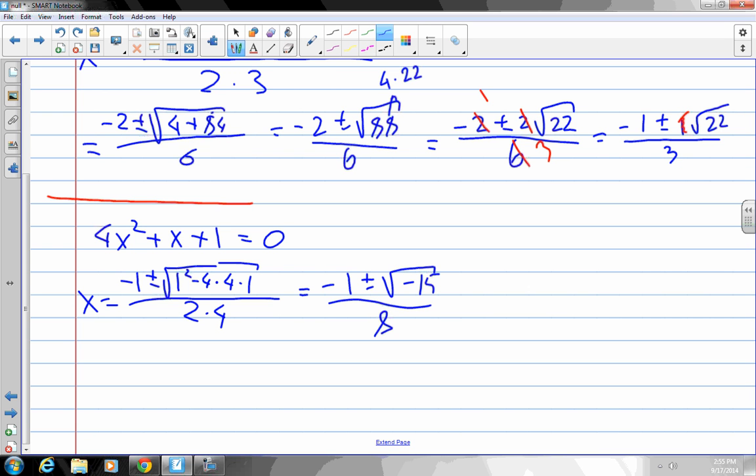Oh well, we can deal with that now. So it's negative 1 plus or minus i square root of 15 over 8. And we're done. How many solutions is that? 2. Both complex solutions. No real solution, right? But 2 complex solutions.